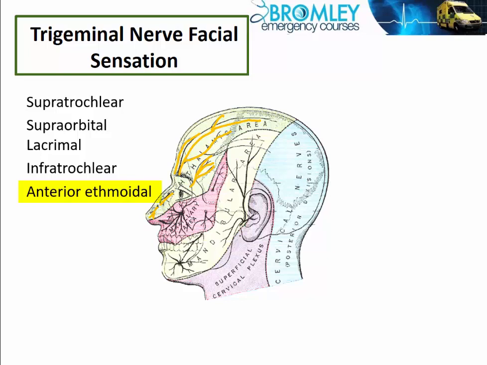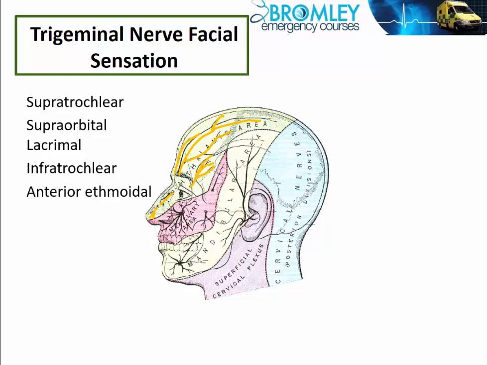Now, the anterior ethmoidal has already provided a lot of the sensation inside the nose before the very final twigs of it come out over the tip of the nose. So those are the 5 cutaneous branches of the trigeminal ophthalmic division that we need to know.